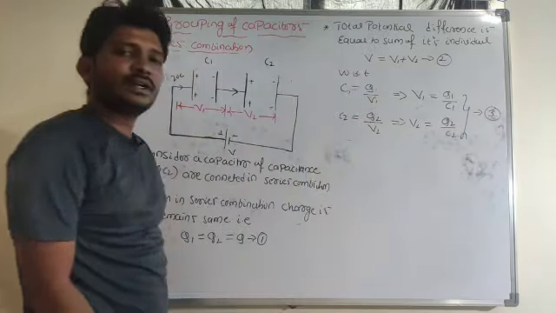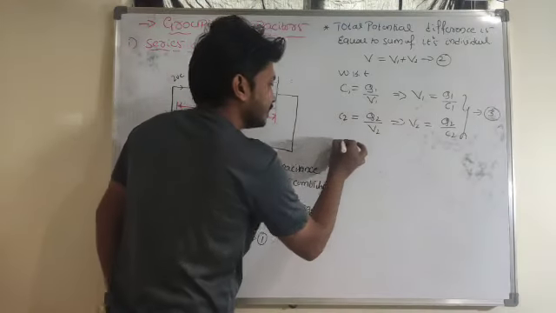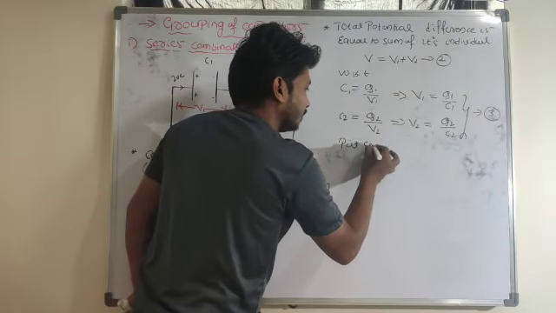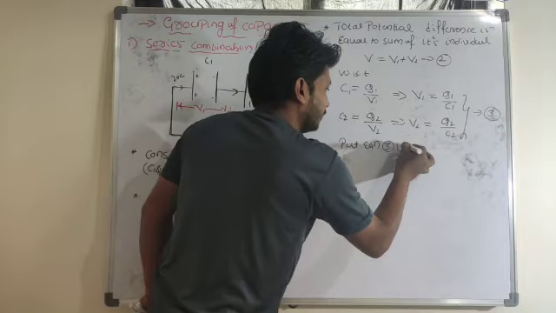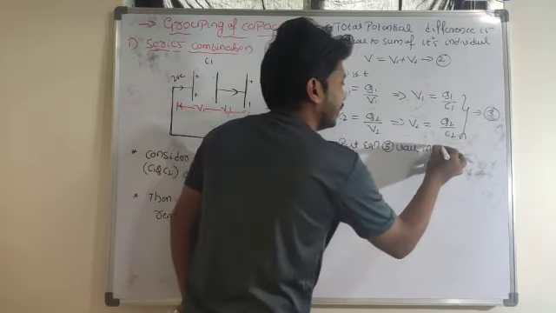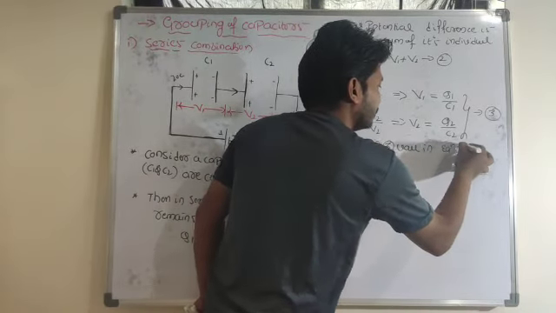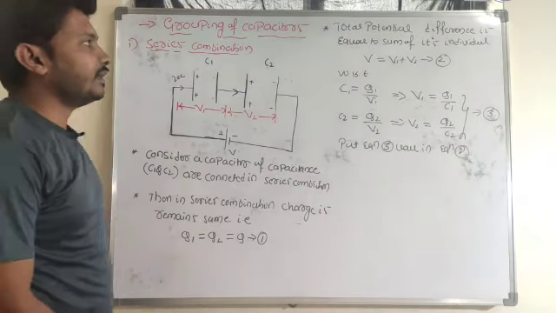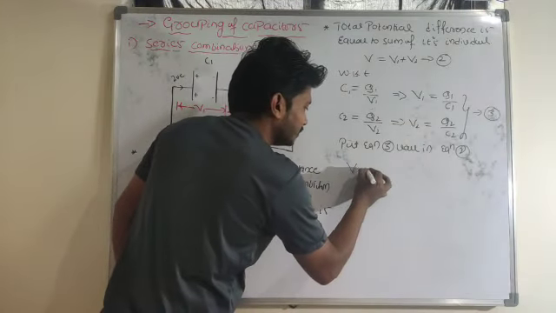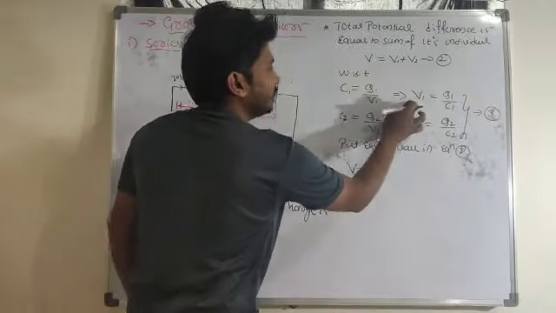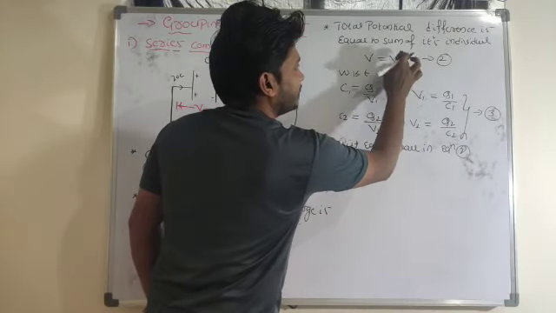Let me take this as equation 3 here. So I will substitute the equation 3 values in equation 2. So V is equal to, V1 means what? V1 is equal to what?